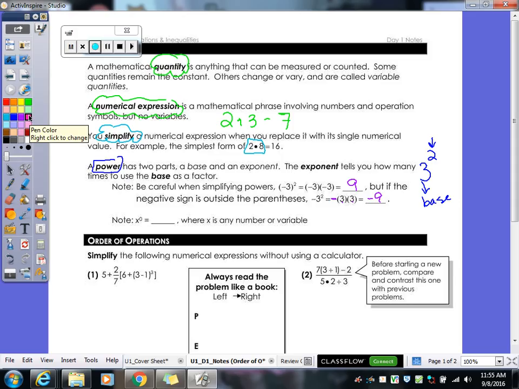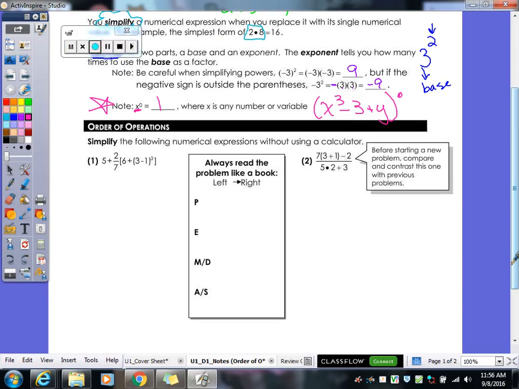And then the other thing for us to take note of right here, anything to the 0 power always equals a what? Does anybody remember? 1. Bradley? 1. Anything to the 0 power is a 1. I could have 1 million to the 0 power. It's going to equal 1. I could have parentheses and then have this whole big thing like that to the 0 power. That all turns into a 1. Anything to the 0 power is a 1. So those are all things we want to keep in mind as we go down here and follow our order of operations.